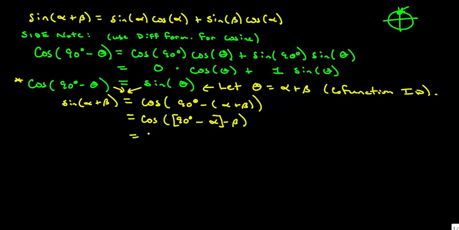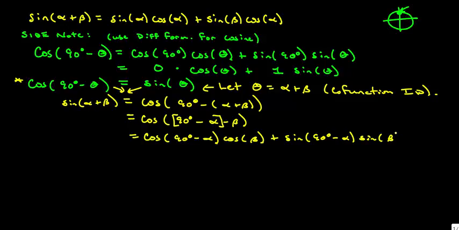And the reason I'm grouping them is so that you can see what's going to happen here. So now let's apply the difference formula. So this is the cosine of 90 degrees minus alpha times the cosine of beta plus the sine of 90 minus alpha times the sine of beta. So let's talk about why this is. This is my first angle. This is my second angle. And when you take the difference between two angles and the cosine, it's the cosine of the first angle times the cosine of the second minus the sine of the first angle times the sine of the second.